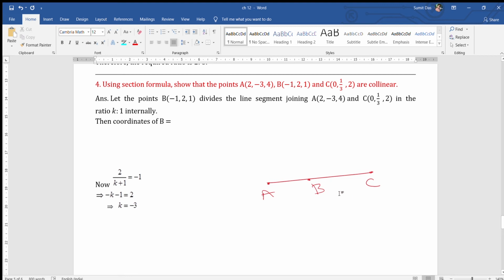Am I clear? When can you say A, B, C are collinear? When B is a point on line AC dividing it in some ratio. So first we take B dividing the line in some ratio k is to 1. After that, we'll find the value of k, then put the value of k in C or A. Only then can we say whether it is collinear or not.